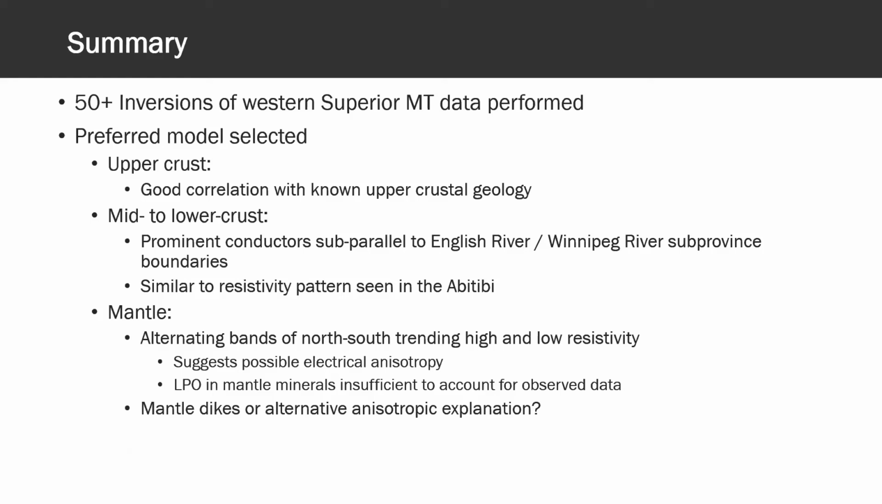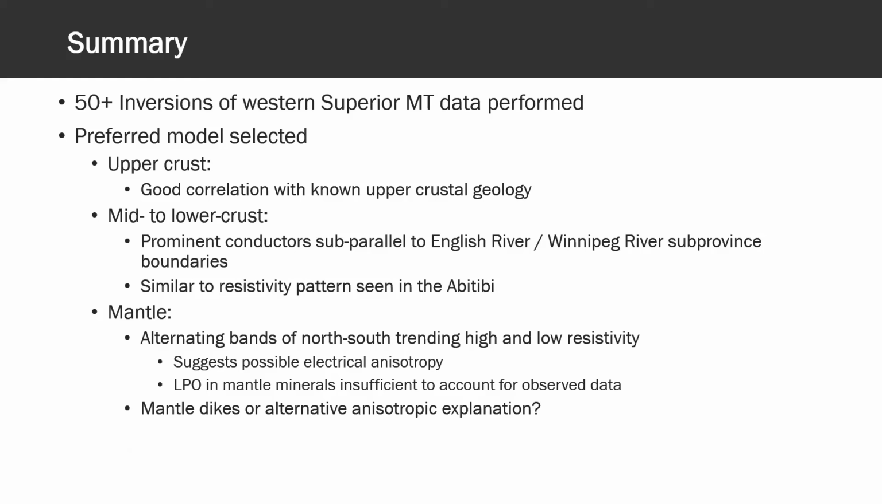In the mid to lower crust, we focused on a particular set of conductors and a resistor running sub-parallel to the English River and Winnipeg River subprovince boundaries and their associated faults, which were reminiscent of the features that we saw in the model that we produced for the Abitibi. We attributed that pattern to alternating enriched and depleted zones formed by mantle upwelling, caused potentially by an over-thickened crust, thermally weakened by delamination and the associated mantle upwelling. And a similar mechanism as in the Abitibi seems possible in the Western Superior.